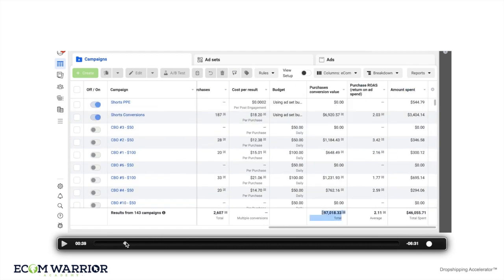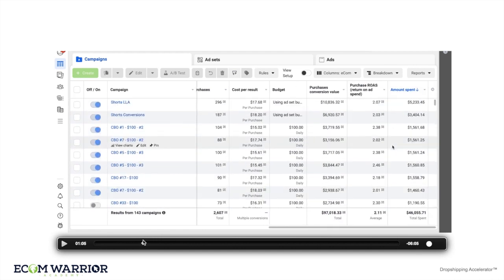So in a moment here, I'm going to filter by the amount spent. There we go. And you can see that these campaigns here have spent the most. The lookalike campaign has spent $5,233 to generate $10,836 for a ROAS of 2.07. Again, these two figures here should be a bit higher because Facebook doesn't track every sale that comes through. For the conversions campaign, this one has spent $3,404 to generate $6,920 for a ROAS of 2.03.